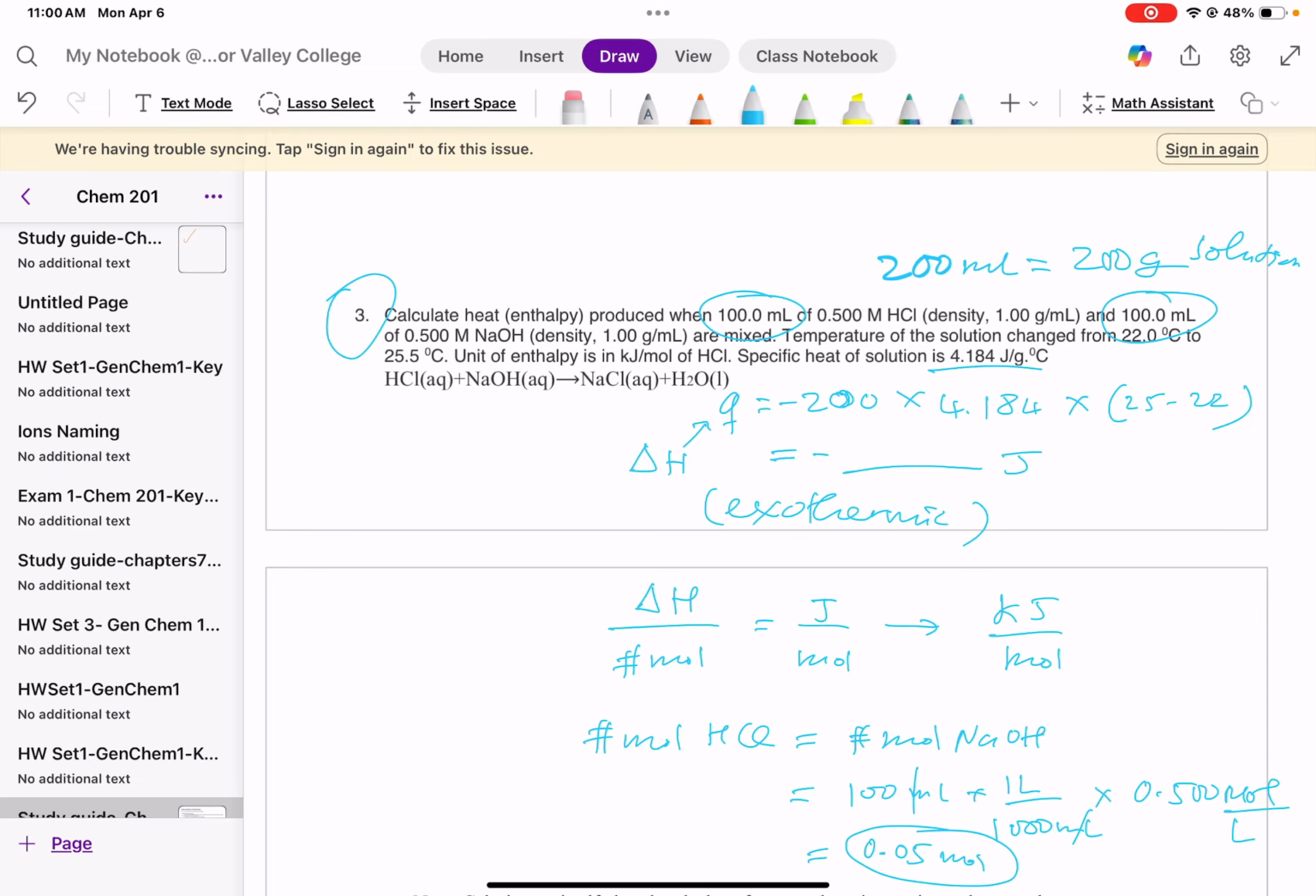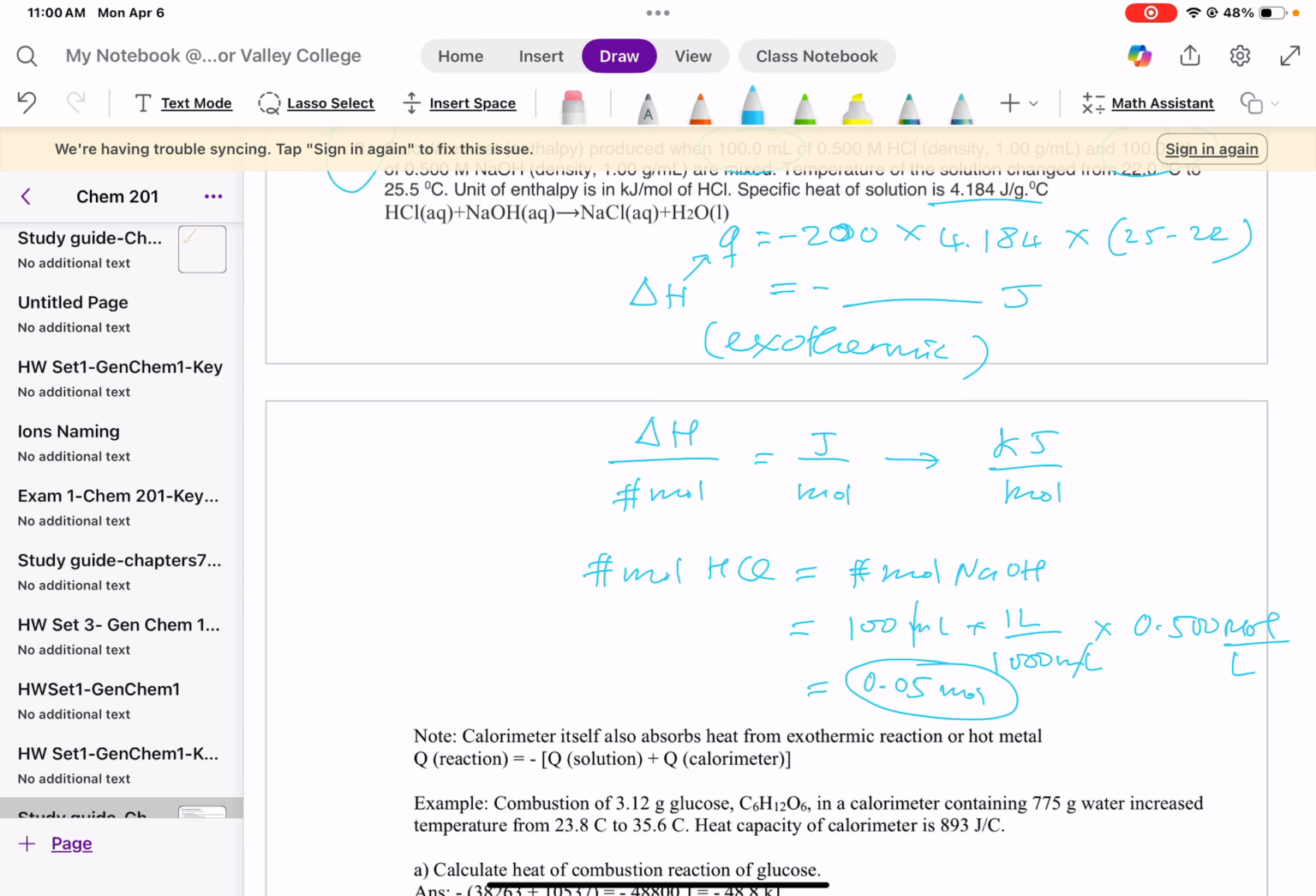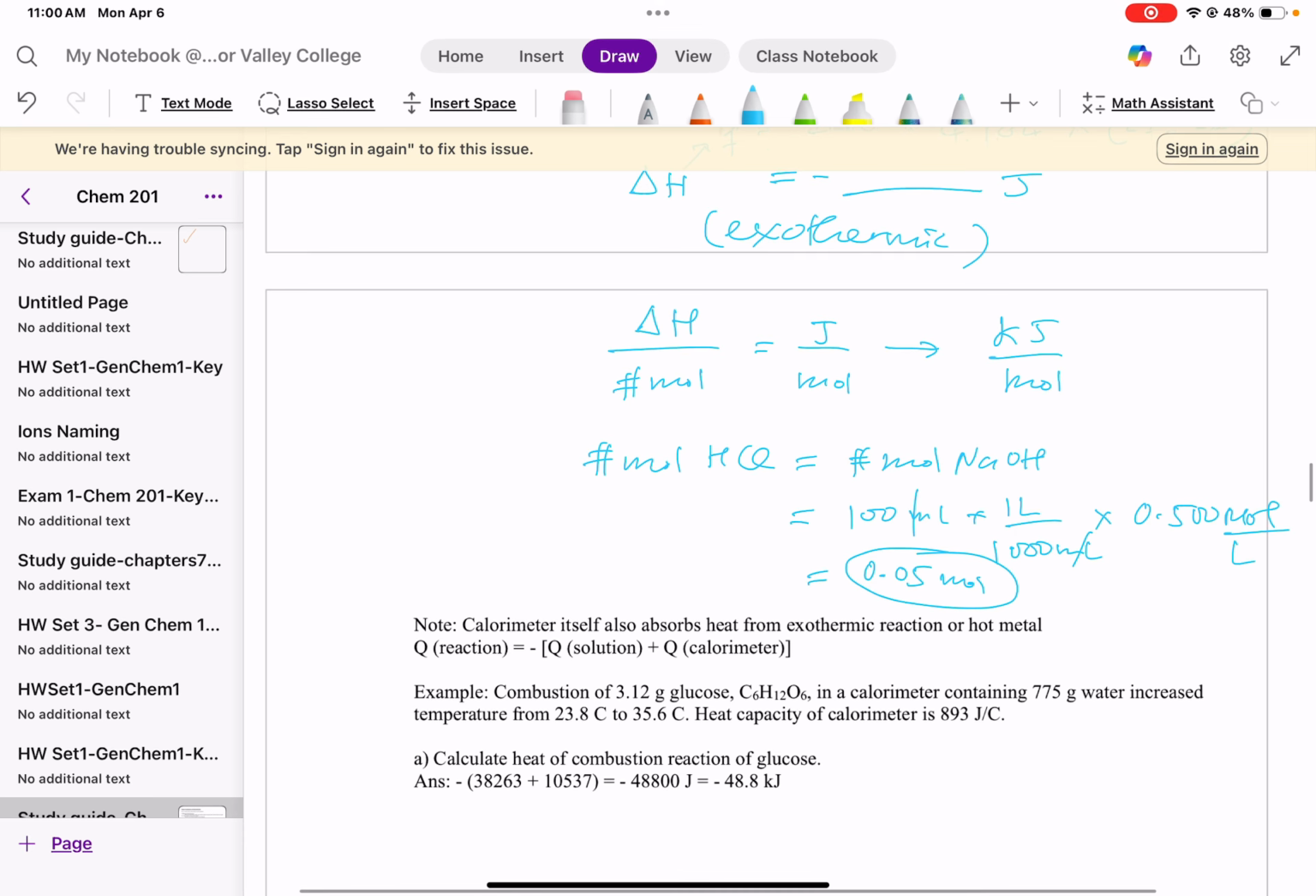If you take the delta H and divide it by 0.05, you should get that in kilojoule per mole. To convert joule to kilojoule, divide by 1,000.